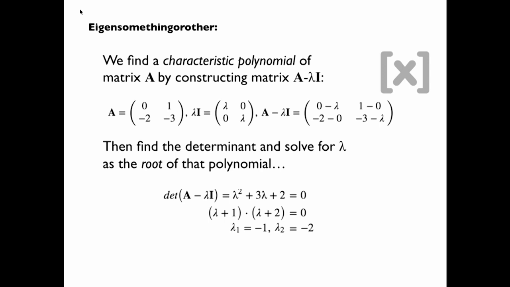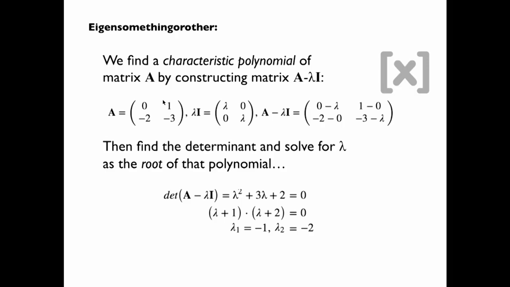So I've shown some examples here. We've got a matrix. It's got 0, 1, −2, −3. We've got λI, which is just basically lambda eigenvalues along the diagonal, but zeros everywhere else. And so then A − λI is this other matrix here: 0 − λ, 1 − 0, −2 − 0, −3 − λ. If we take the determinant of that, we end up with a polynomial. If you go through and calculate it all, it's going to be λ² + 3λ + 2 = 0.